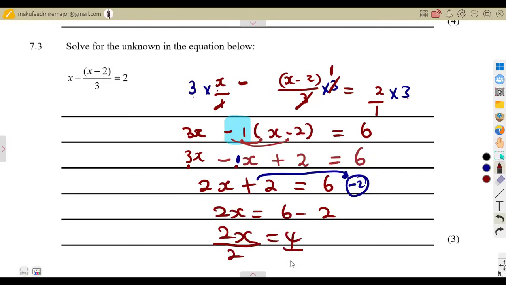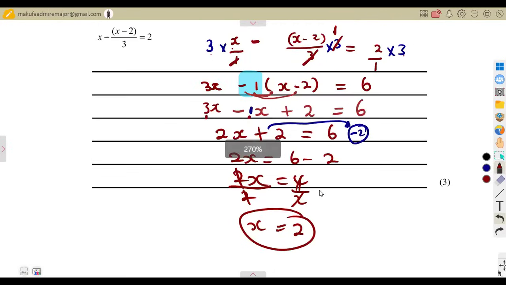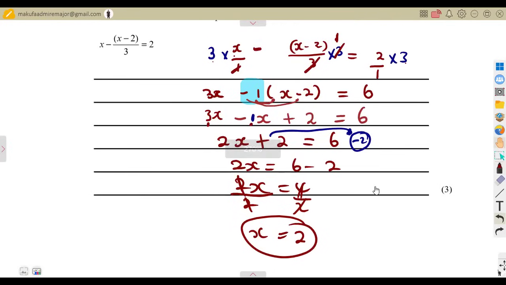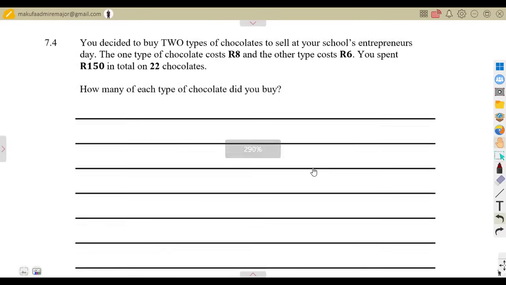So you divide by 2 to have the value of x. So the value of x was going to be what? This is 4 divided by 2, which is 2. So x at the end was going to be 2. You have to be very, very careful in solving your equations, whatever you are given, very careful how you solve your equations.